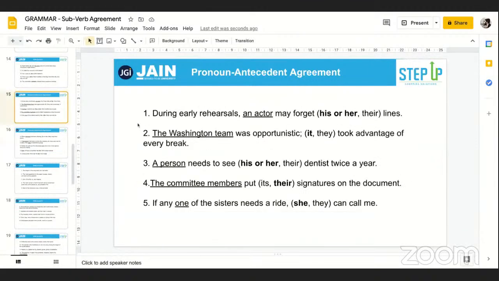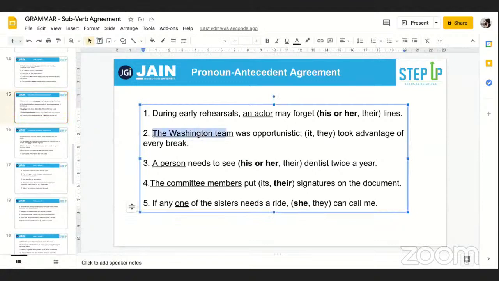Explain number 2, sir. Number 2, the Washington team. Singular or plural? It's singular, sir. The Washington team, it's one team. It's only one team. So it's singular.